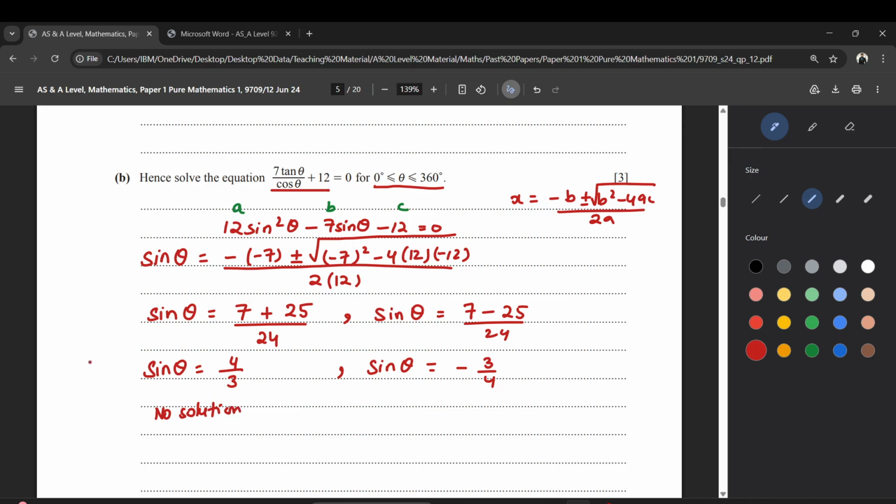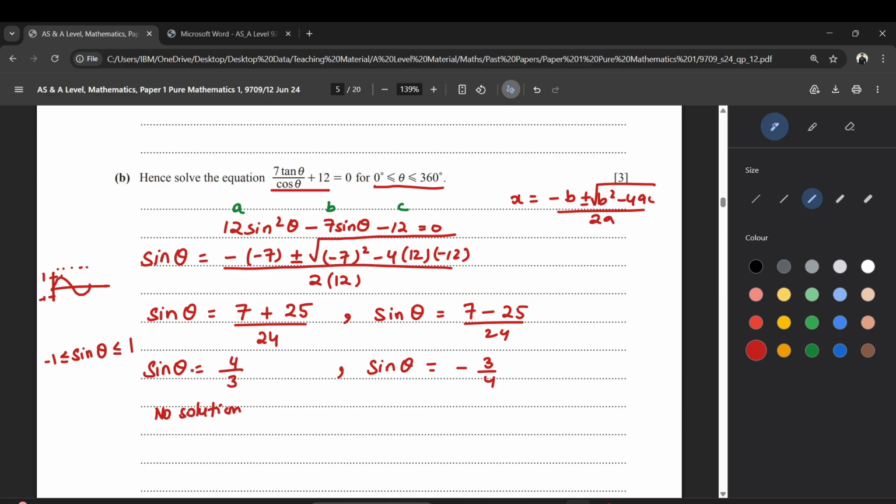The reason is the maximum and the minimum value of sine theta is minus 1 and 1. If I draw a sine curve very quickly, you can see the maximum value that you can have for sine theta is 1 and the minimum value is minus 1, whereas this 4 upon 3 goes beyond 1, it is greater than 1, right? There is no value of theta for which you can have sine theta of 4 upon 3. You don't have anything over here, do you? Therefore, you won't have any solution.